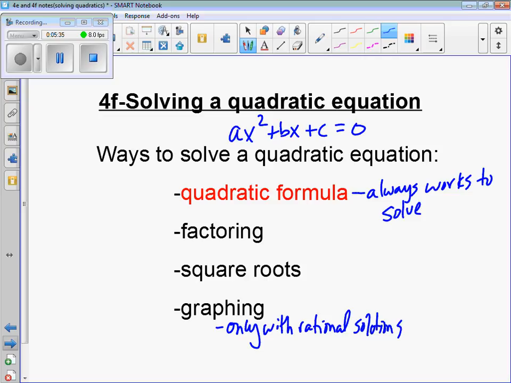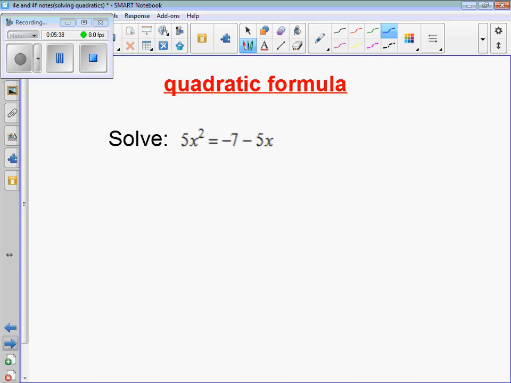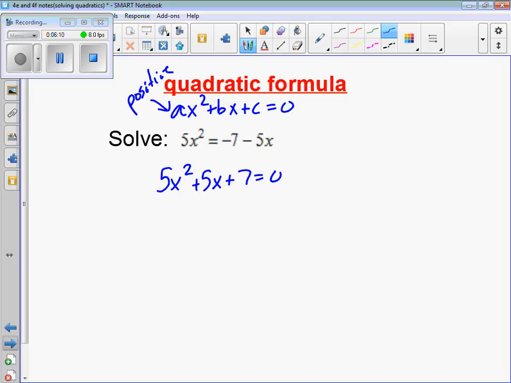So let's move into this. The first thing, we're going to use the quadratic formula. I know you've used it a little bit this year, but let's use it again. The very first thing you have to do is make sure to get your equation into the form that will be used for the quadratic formula. So we have to move all the terms to one side, and try to keep your a positive. I have to move the negative 7 and the negative 5. We have a is 5, b is negative 5, and my c is negative 7.